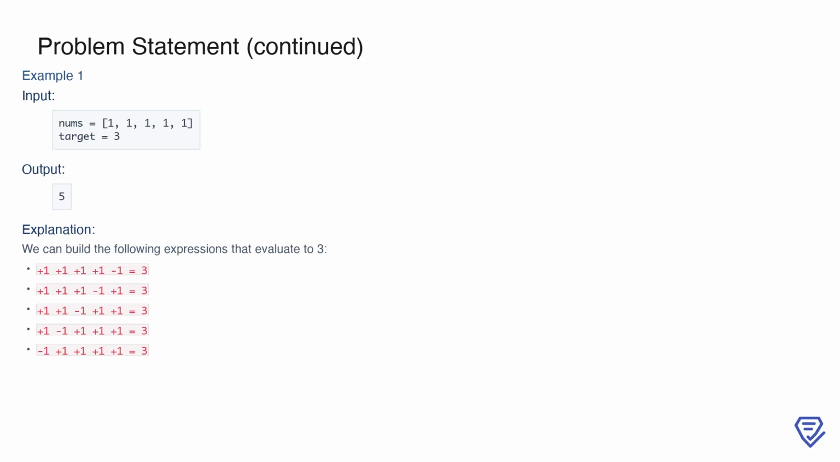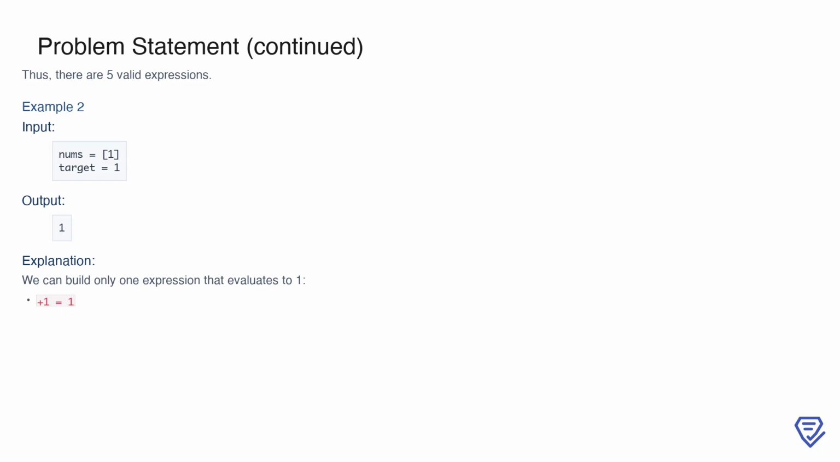These expressions are +1 +1 +1 +1 -1, +1 +1 +1 -1 +1, +1 +1 -1 +1 +1, +1 -1 +1 +1 +1, and -1 +1 +1 +1 +1. Each of these combinations uses the numbers in the array exactly once, with either a plus or minus sign, and the sum matches the target.